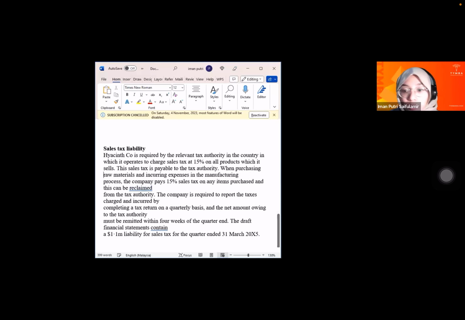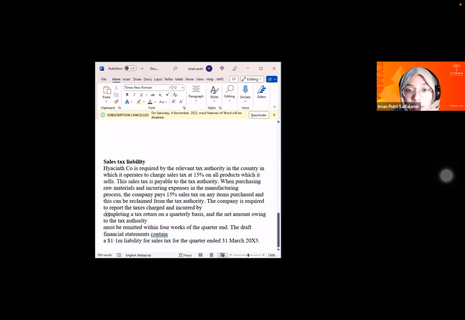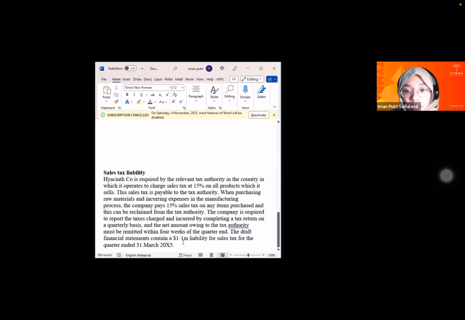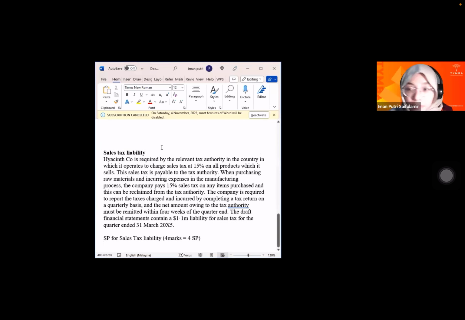so let's look through the question first. Okay, so here they have basically talked about how we calculate the sales tax liability. Okay, and then they ask us for SPs for sales tax liability. Okay, how many marks is this? Let me go back to the question. So this is 4 marks, so it should be 4 SPs. Okay, so before we read through the scenario, sales tax liability, this is a liability, so it is an SOFP item. So in this case, the assertion is correct.